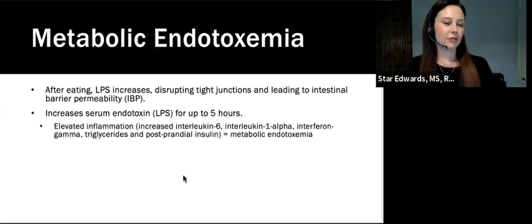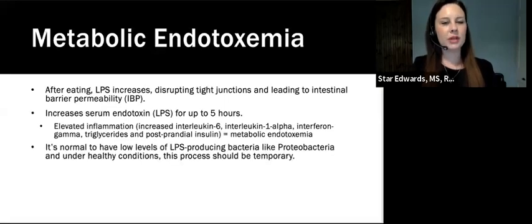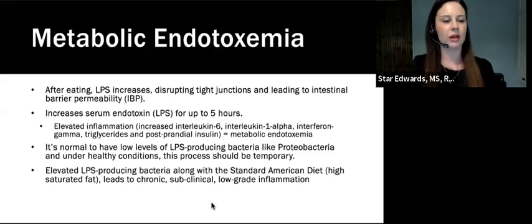This creates inflammation, and we see that by increased interleukin-6, interleukin-1 alpha, interferon gamma, increased triglycerides, and postprandial insulin, and this condition is called metabolic endotoxemia. Now, this is normal at low levels, and it can be part of a healthy process if we have low levels of LPS-producing bacteria and we have a pretty healthy diet and low levels of inflammation. It should be pretty temporary.